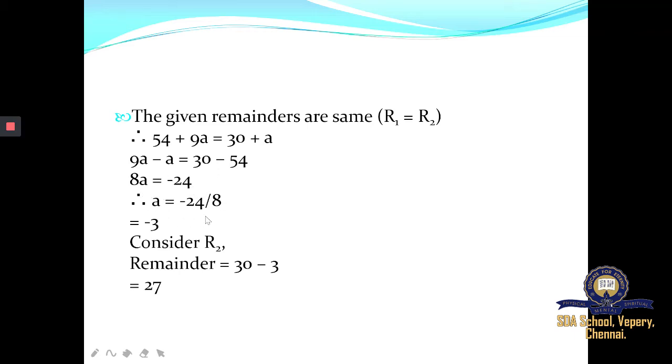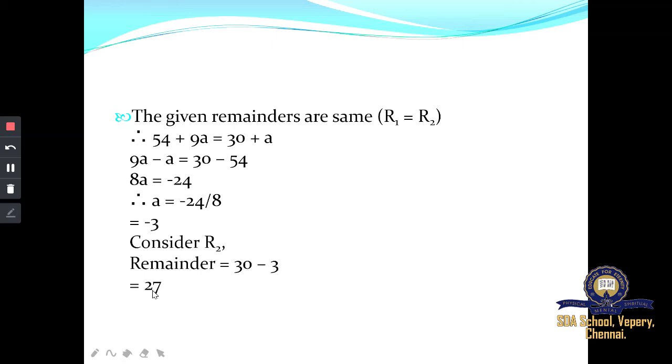Now, what is my remainder? It is basically 30 plus a. In this place, I have to substitute the value of a. What do I get? 30, and the value of a is minus 3. 30 minus 3, I get the answer as 27.